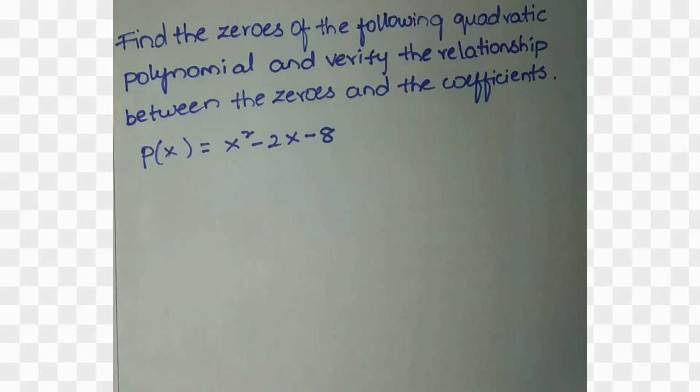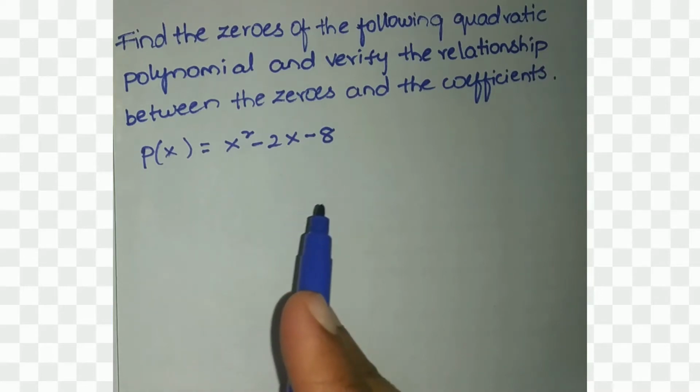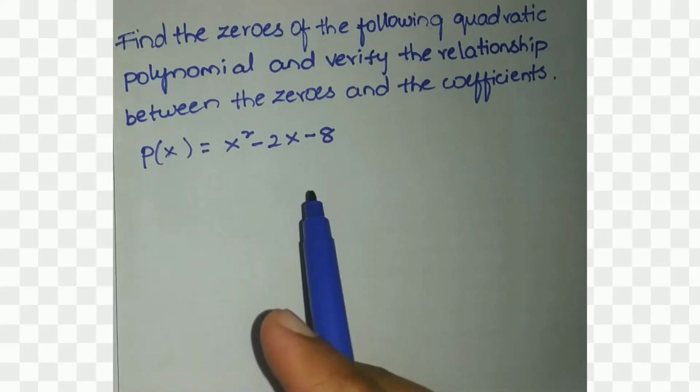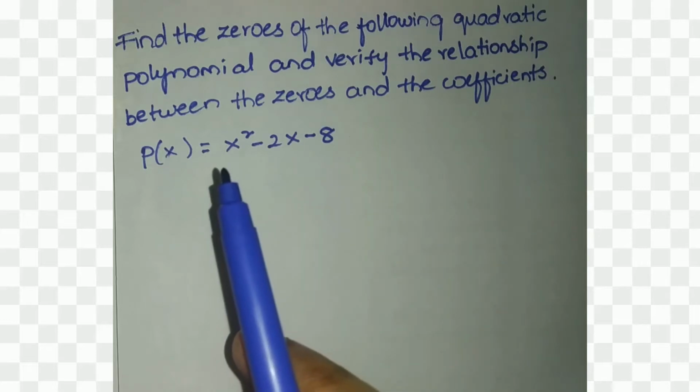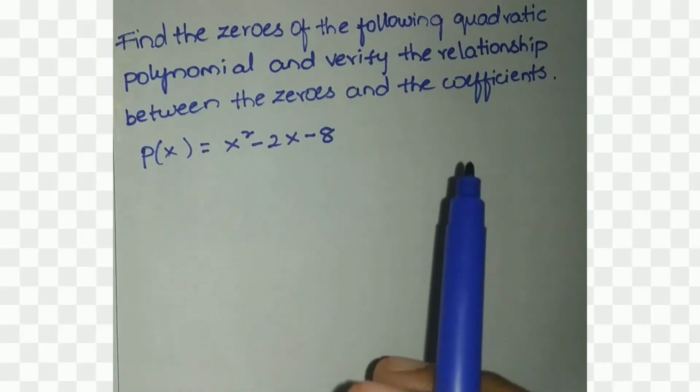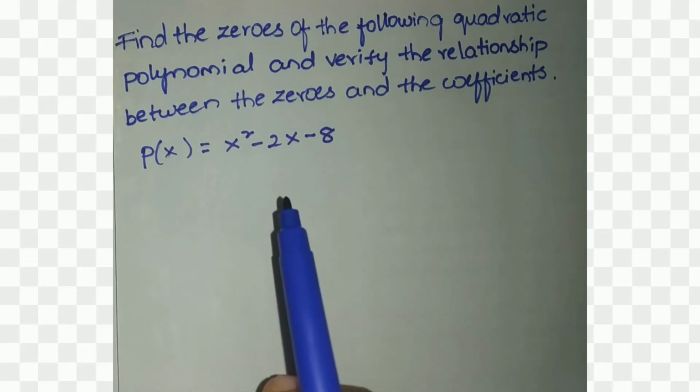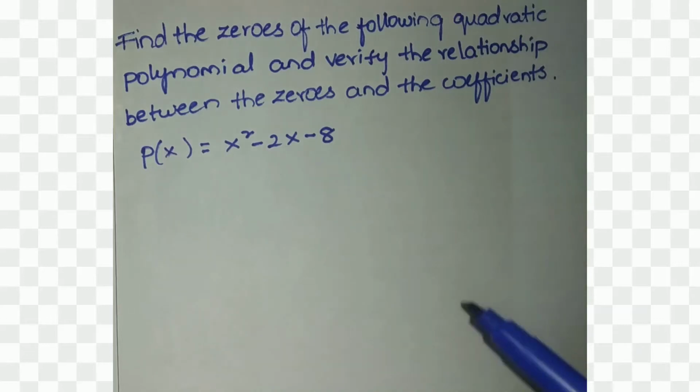Now let's solve one problem. Find the zeros of the following quadratic polynomial and verify the relationship between the zeros and the coefficients. What is the given polynomial? It is nothing but p of x is equal to x square minus 2x minus 8. For this polynomial, we need to find the zeros and then we need to verify the relationship between the zeros and the coefficients. First, to find the zeros of the polynomial, we need to equate this polynomial to 0.